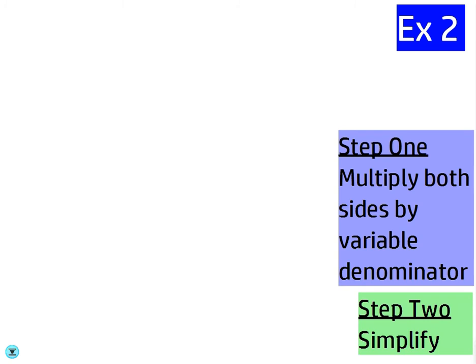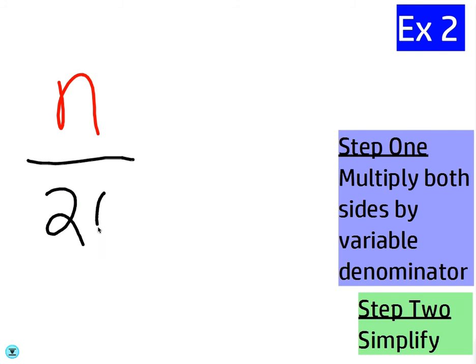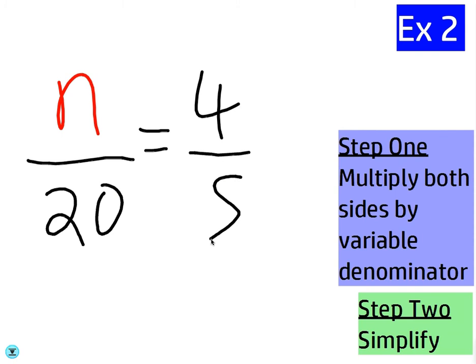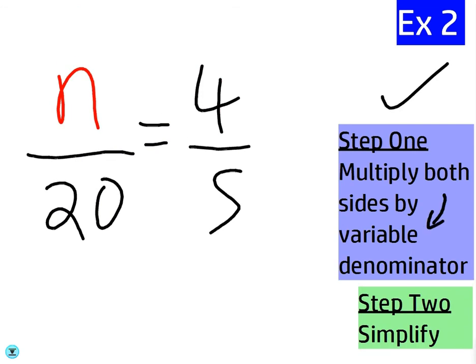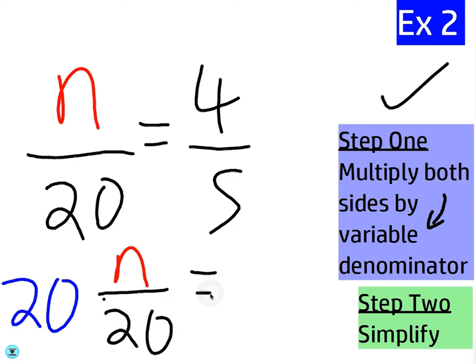All right, let's do another one. Let's do the variable n, which stands for number. n over 20 equals 4/5. Okay? What are you going to multiply both sides by? The variable denominator, which is 20. Right. And just make sure you do it to both sides.